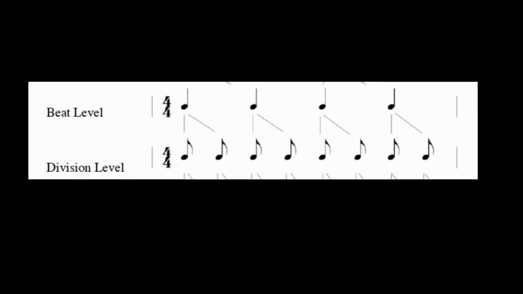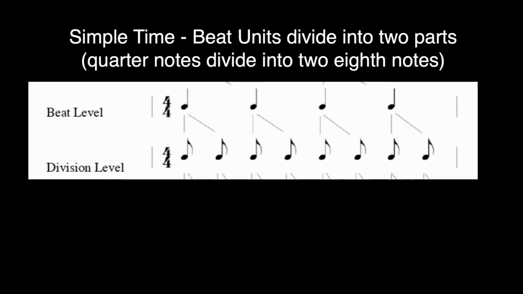Chapter 8, Simple Time. Time signatures that incorporate beat units that divide into two equal parts are examples of simple time. In fact, all the time signatures studied in Chapter 2 were in simple time, and this includes the time signatures 2-4, 3-4, 4-4, and 5-4, where beats are represented by the quarter note, and these beats divide evenly into two eighth notes.